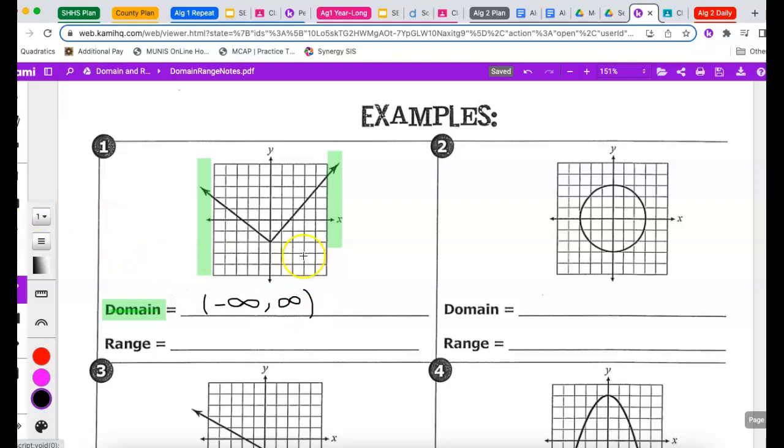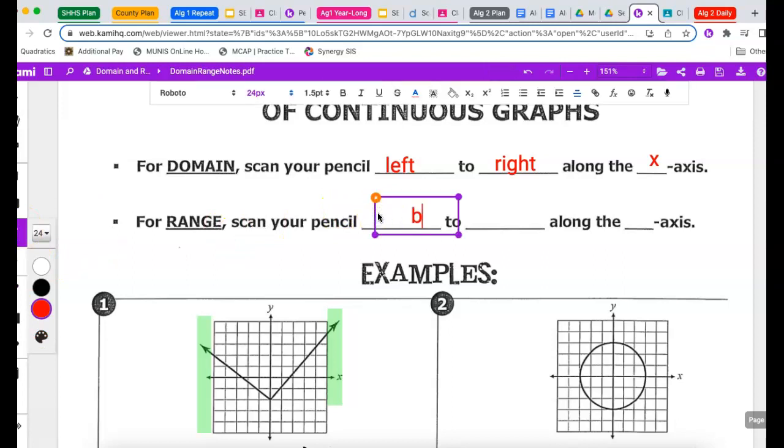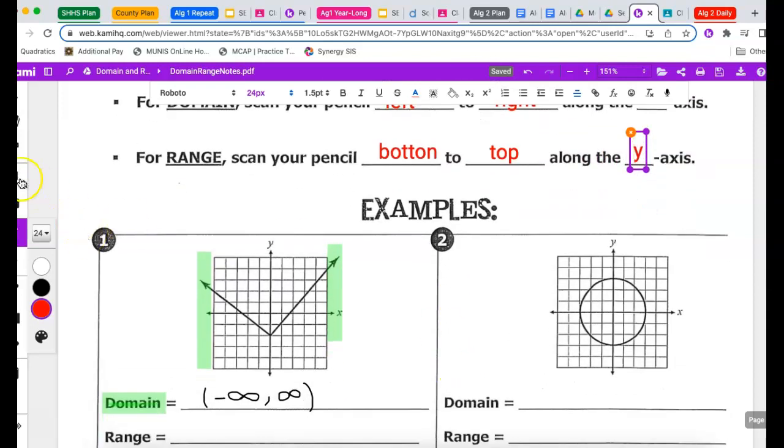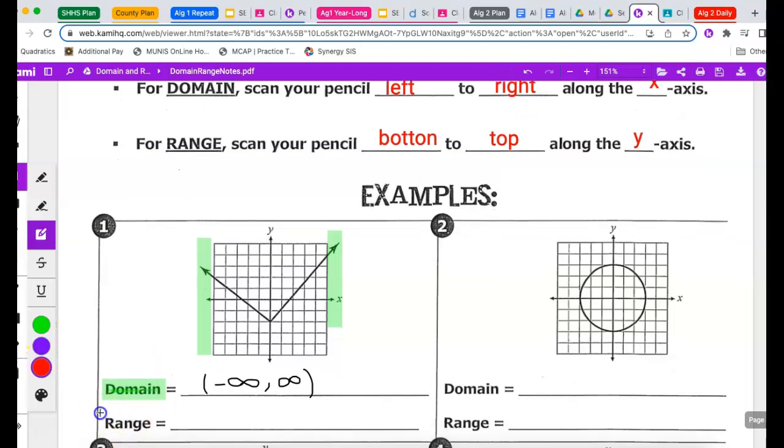So then the range, we scan our pencil from the bottom of the graph to the top of the graph along the y-axis. So we're going from the bottom to the top, which is the y values. So for the y values, I'm going to use red. So my range, we go from the bottom of the graph, which here's the bottom of my graph, up to the top of the graph, which seems to land right here on that arrow. That's as far up as I can possibly go and still touch the graph.